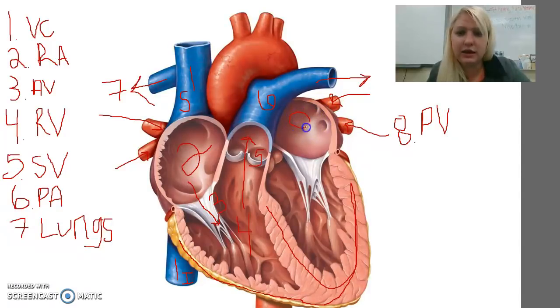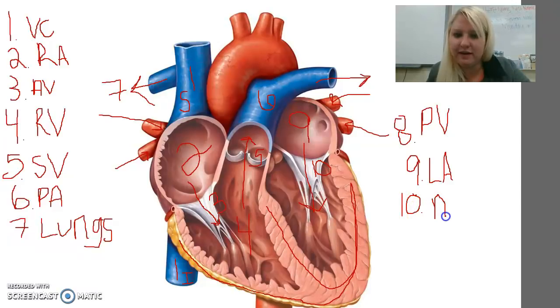It's going to enter in our next chamber. This is structure number 9, and structure 9 is going to be the left atrium. Okay, remember atria are on top, ventricles are on bottom. Then we go through this valve here. This is our structure 10. And structure number 10 is our bicuspid valve or our left AV valve.